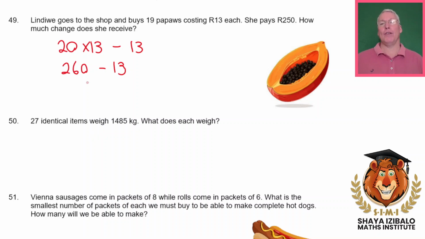Let's take off 3 first, so we get 257, and then let's take off another 10. So watch what we're doing. We're doing 260 minus 3 minus 10. Are we happy that that's the same as subtracting 13? Yeah. So we get 247.